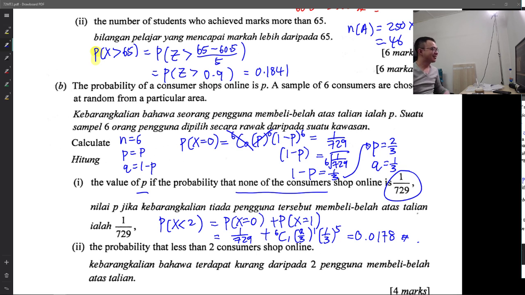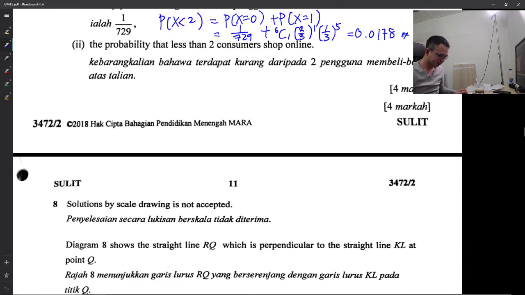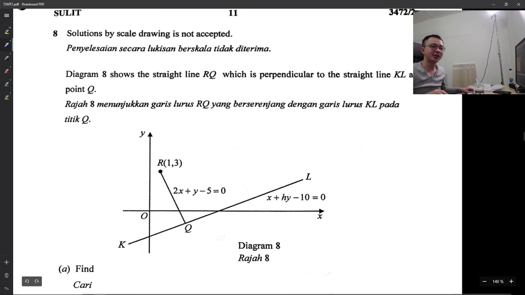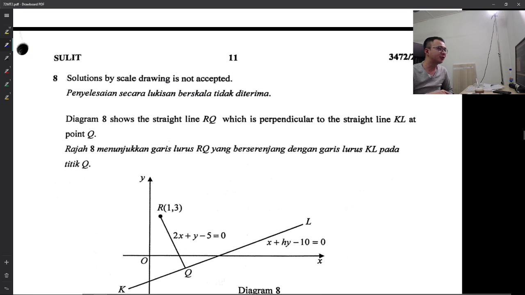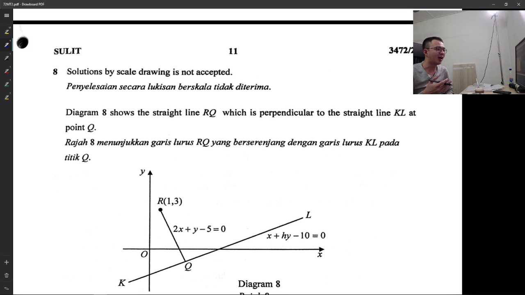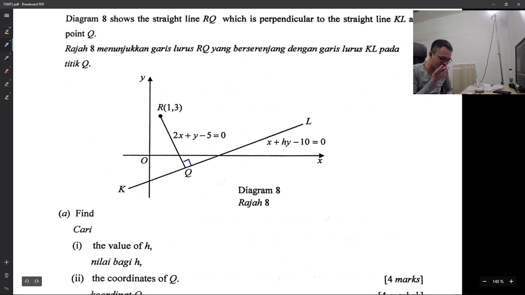Alright, let's continue with the next question. Okay, question number 8 here. Okay, so you have the solution. Solution by scale drawing is not accepted. This is always. Alright, so diagram 8 shows the straight line RQ, which is perpendicular to the straight line KL at the point Q. So over here we know perpendicular, and then it asks us to find the h here. It's quite easy.